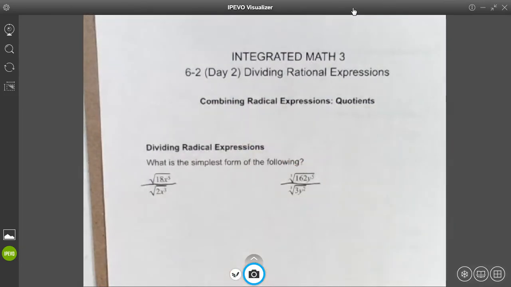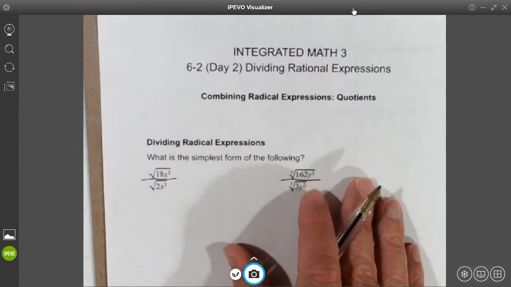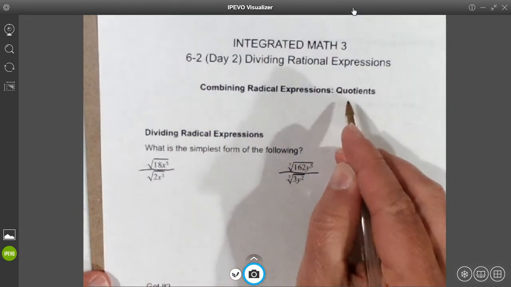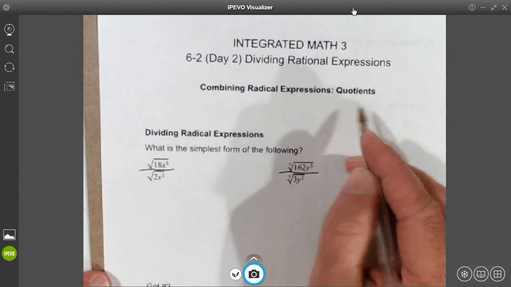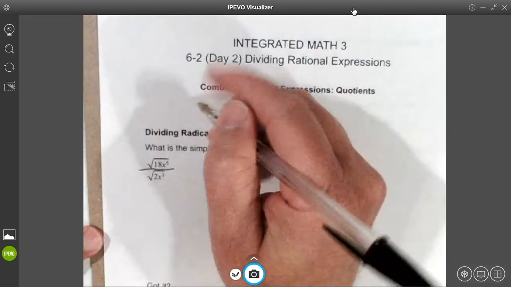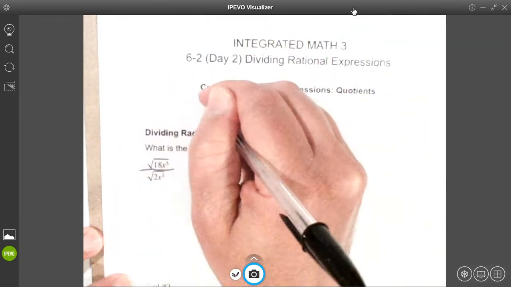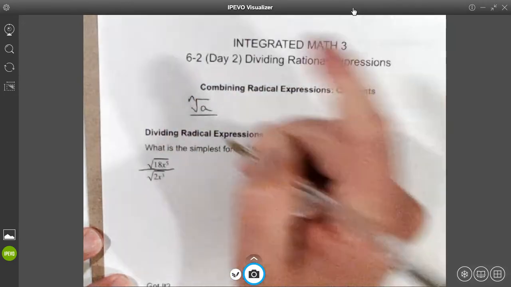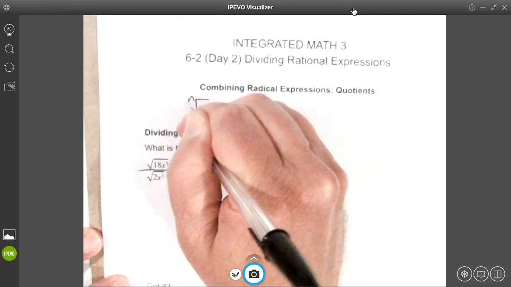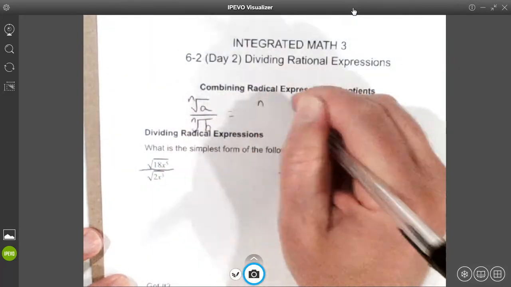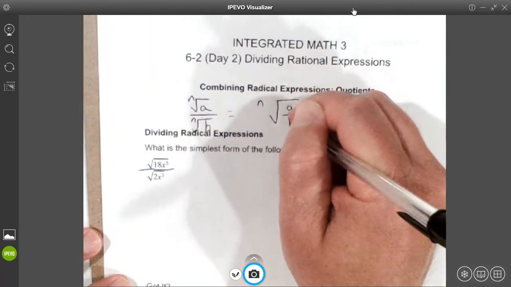There's going to be, at least to start off, a lot of similarities here between multiplying and dividing. If we are combining radical expressions when we're talking about quotients, again, quotients are just the answers to division problems, then one thing you have to keep in mind is that the nth root of A divided by the nth root of B is the nth root of A divided by B.